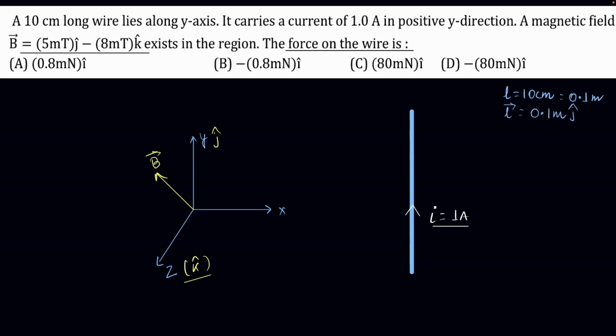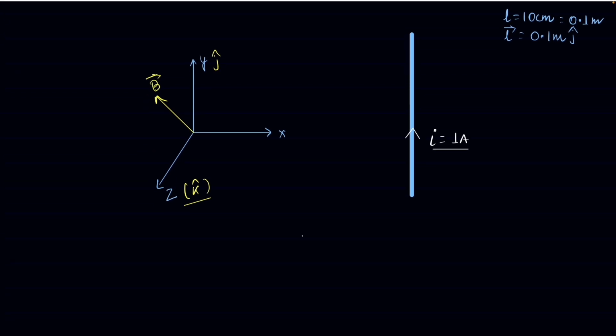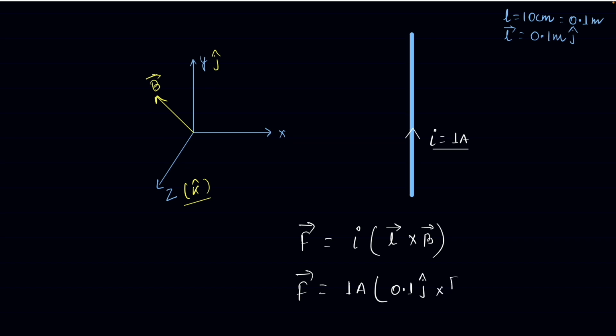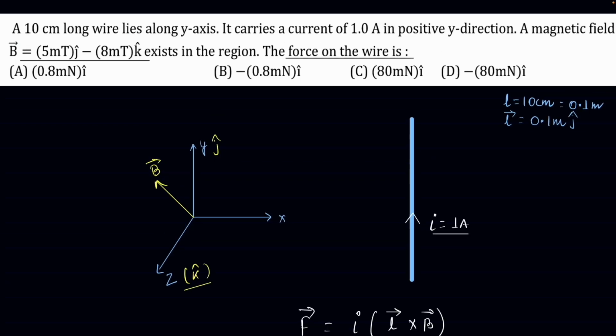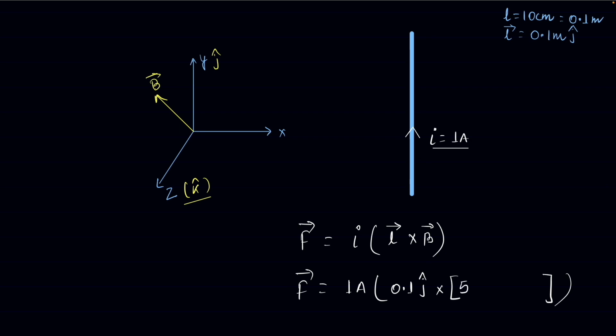To solve the question, we can use the formula F is equal to I L cross B. Force is a vector quantity, so for length we take the vector form and the magnetic field in vector form. Now we substitute the values. I is 1 ampere. Length is 0.1 j cap. And the magnetic field is given as 5 millitesla j cap minus 8 millitesla k cap. So we write 5 mT j cap minus 8 mT k cap.